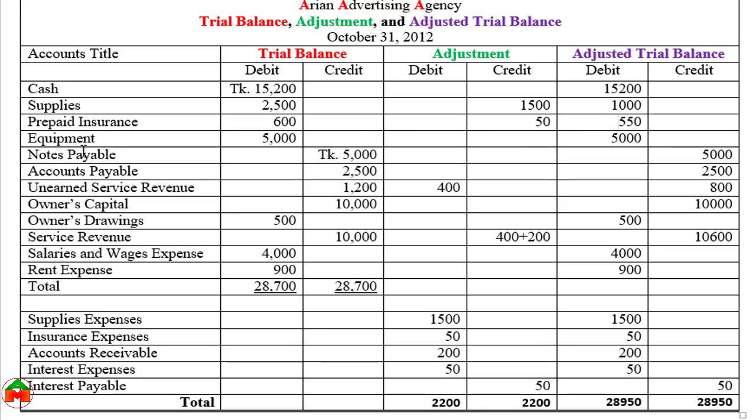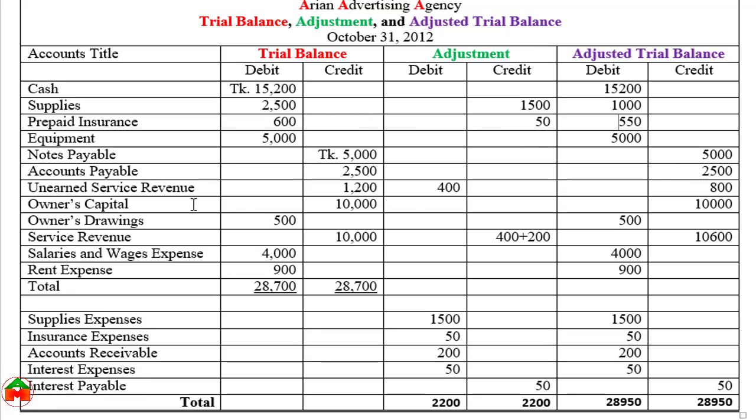Okay, the next one is equipment. Here 5,000 debit, but there is no adjustment, so we will write directly to the adjusted trial balance column 5,000 debit. Again, notes payable credit 5,000. Here there is no adjustment, so we will write directly to the adjusted trial balance column on the credit side 5,000, because this is a credit balance, so we will write it to the credit column. Okay, here accounts payable credit 2,500, but there is no adjustment, so we will write this 2,500 to the credit column directly.